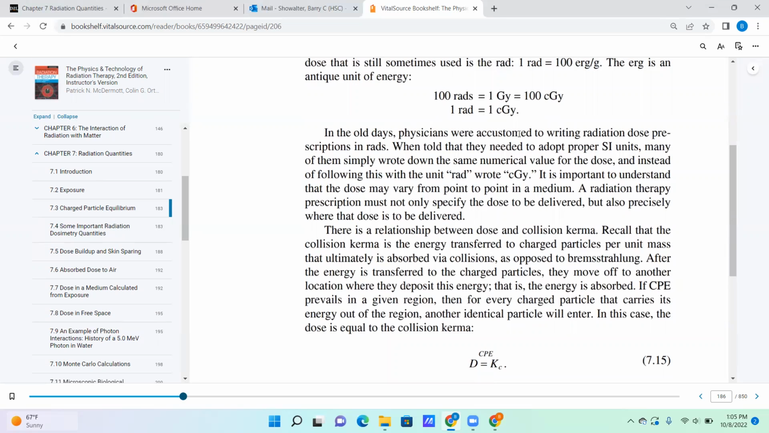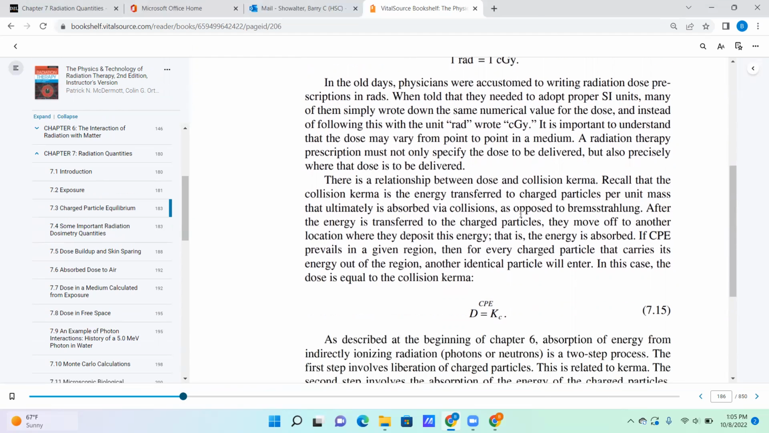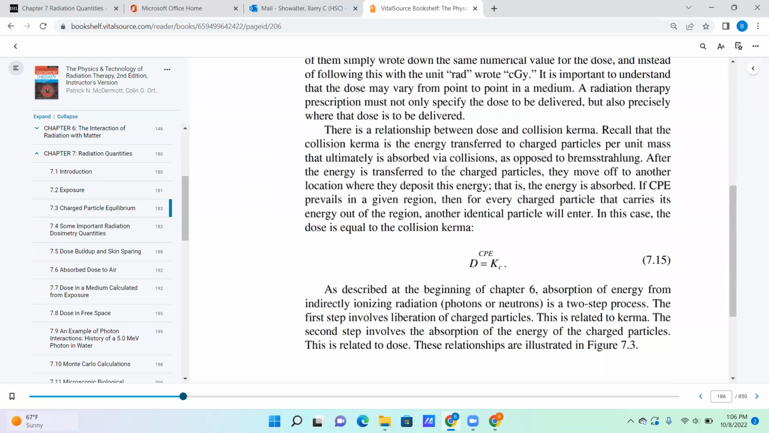In the old days, physicians were accustomed to writing radiation dose prescriptions in rads. When told that they needed to adopt proper SI units, many of them simply wrote down the same numerical value for the dose. Instead of following this with the unit rad, they wrote centigray. The dose may vary from point to point in the medium, and a radiation therapy prescription must not only specify the dose to be delivered, but also precisely where it needs to be delivered.